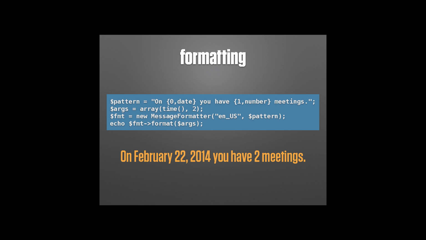So here's another example. Let's say our pattern is: on 0th argument date, you will have 1st argument number meetings, right? And we pass it 2 arguments. We instantiate it for the English US locale with this pattern, and we just say format it with these arguments, and it produces this string for you. Clear so far?